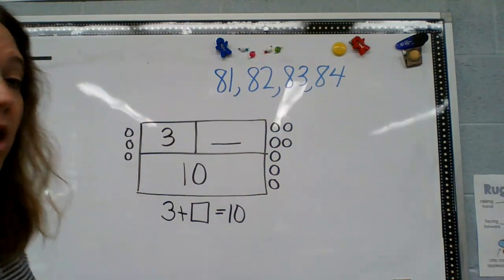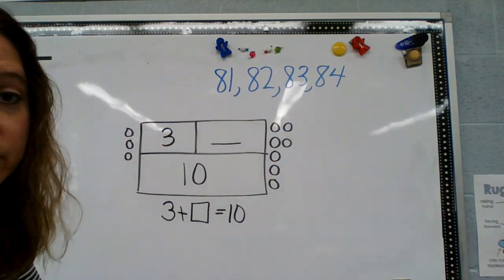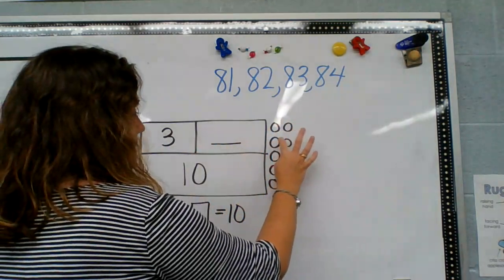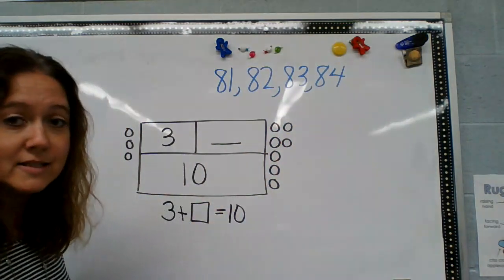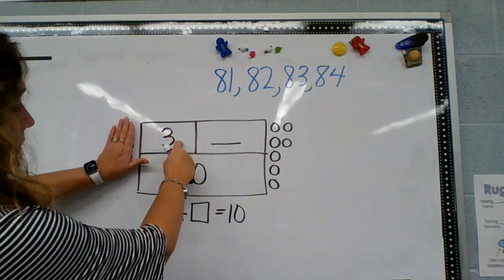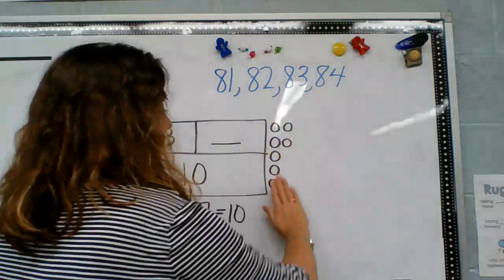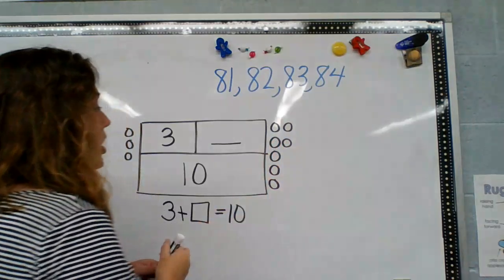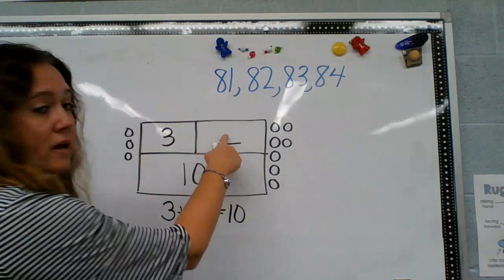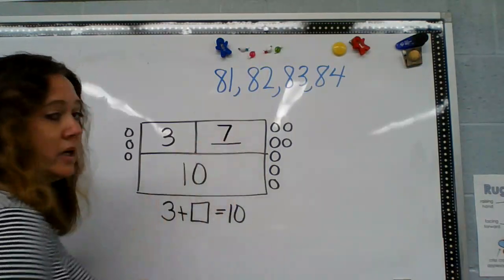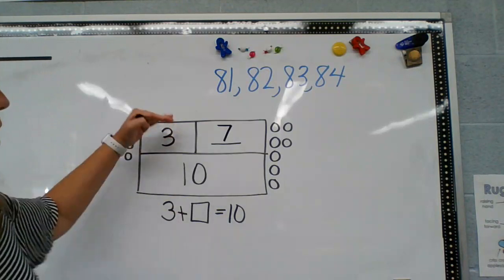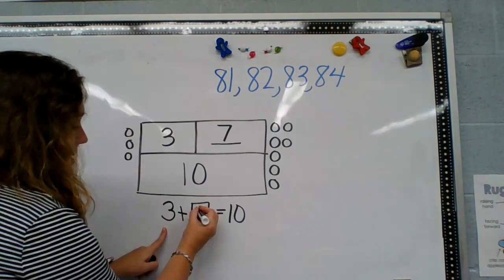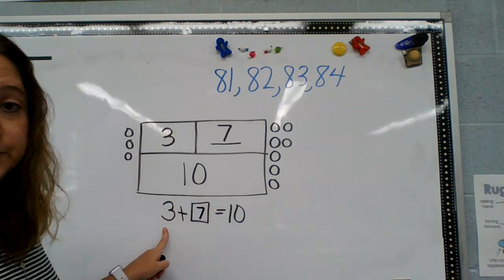I'm going to make sure all of these circles all together, I have 10, okay? 1, 2, 3, 4, 5, 6, 7, 8, 9, 10. Yes. So I already know the 3. 3 is right here. I need to count how many this is. 1, 2, 3, 4, 5, 6, 7. I have 7. So now I know the other missing part. 3 and 7. Part of it's 3, part of it's 7. So our problem would be 3 plus 7 equals 10.